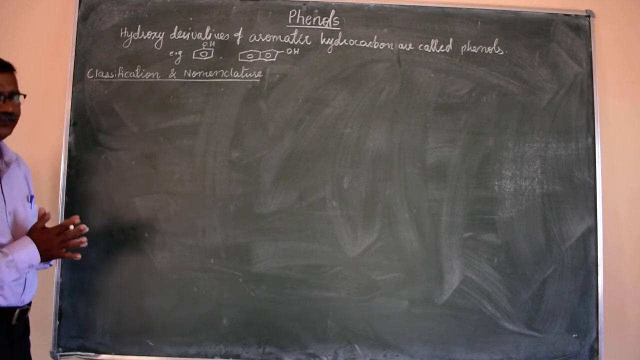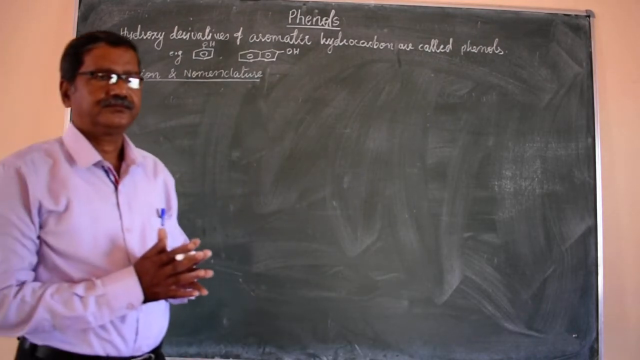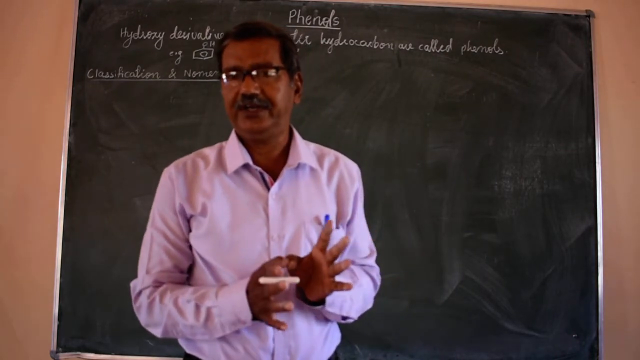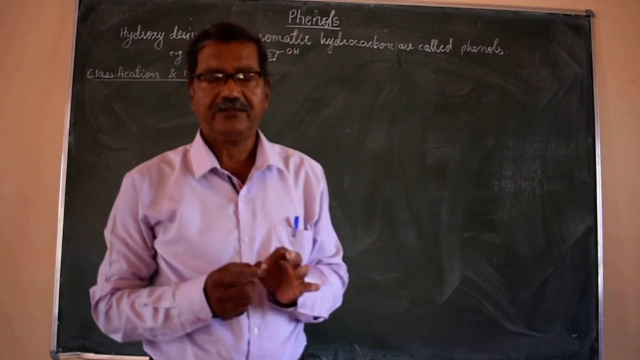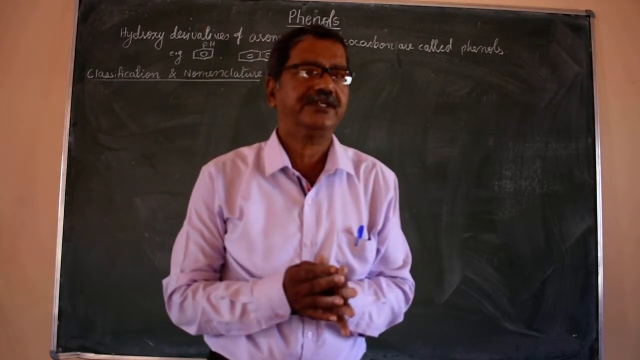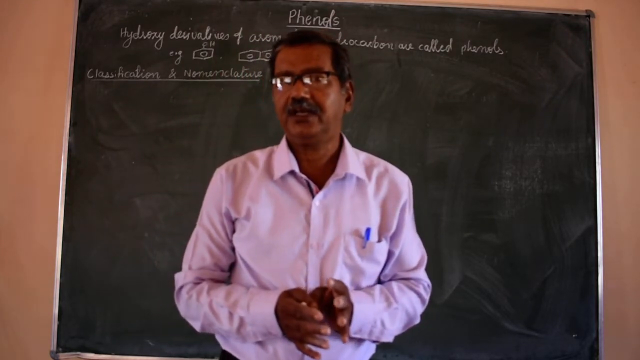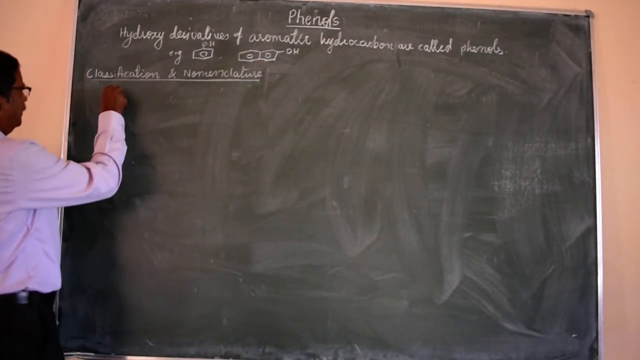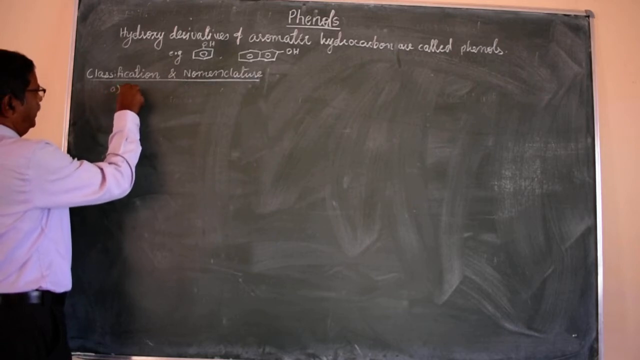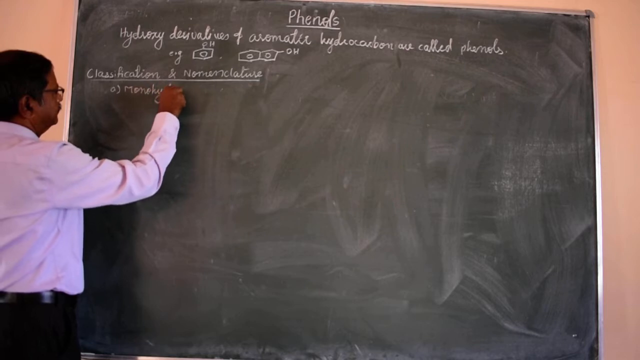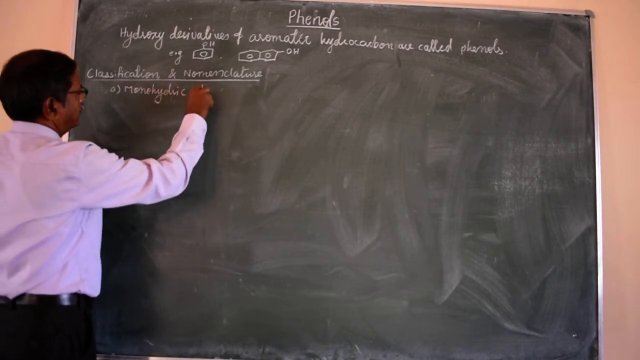Well, in the classification now, phenols are classified like alcohols into monohydric phenols, dihydric phenols, trihydric phenols, etc. As per the syllabus, we have discussed some monohydric and dihydric phenols. So in classification, A, monohydric phenols.